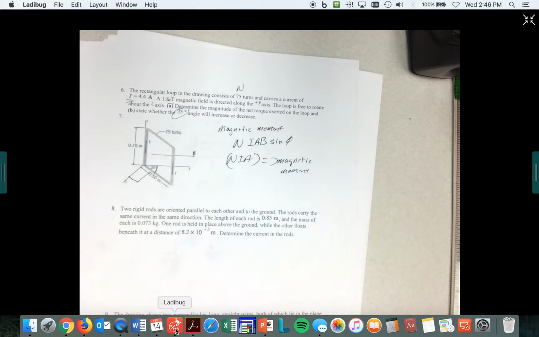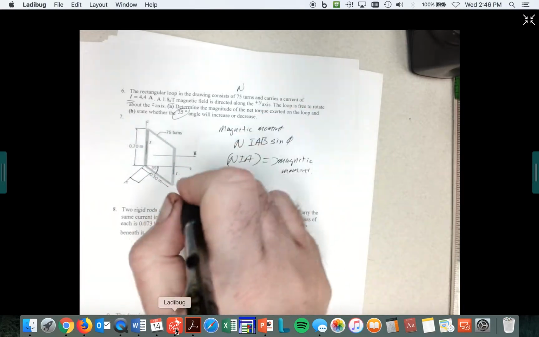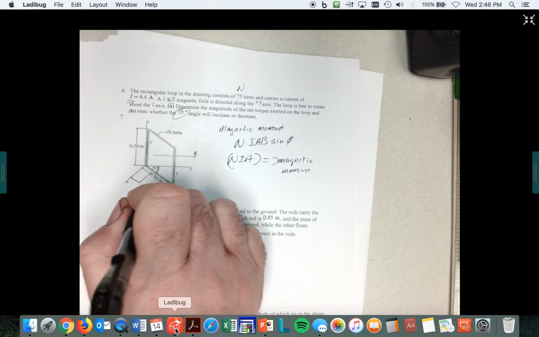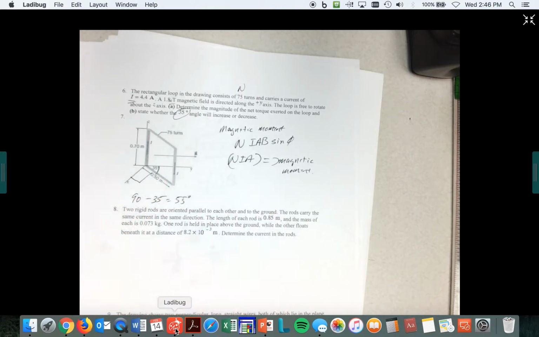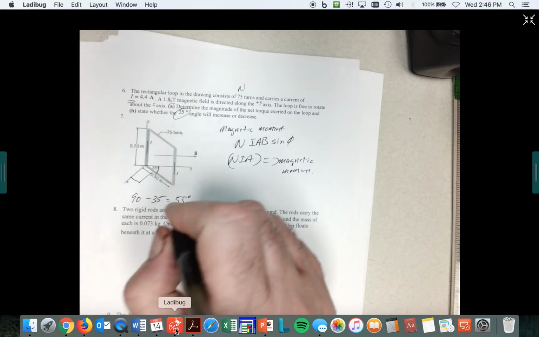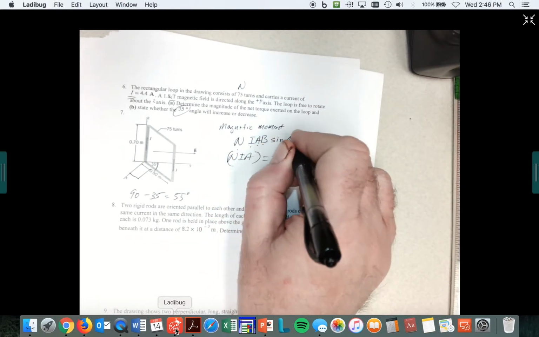Okay, so now it's right at this 35-degree angle, but when we measure that with the normal, that's going to be 90 minus 35, which is equal to 55 degrees. We'll use 55 degrees in this case. All right, and then that way we can find, we got N, we got I, we got A, we got B. And the hard part was finding that.